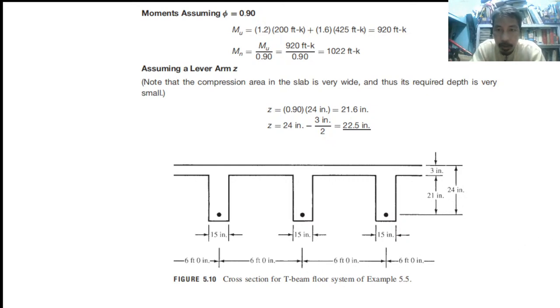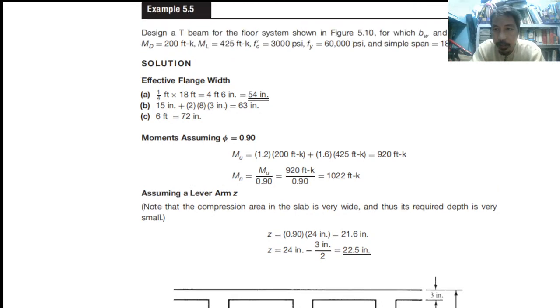So let's start with the effective flange width. Letter A, 1/4 of the span. Span is 18, so 18 divided by 4, that is 54 inches. Letter B, bw plus 16 times 3, that is 63 inches. And letter C, 6 feet is equal to 72 inches. So which one is the lowest? 54 inches. So let us use 54 inches as the effective flange width.